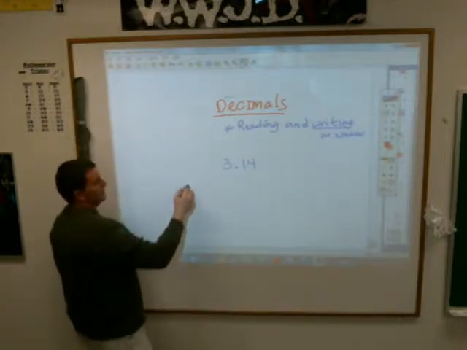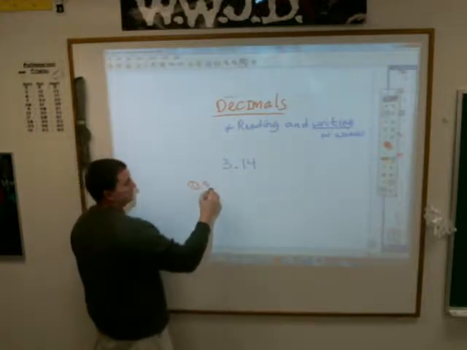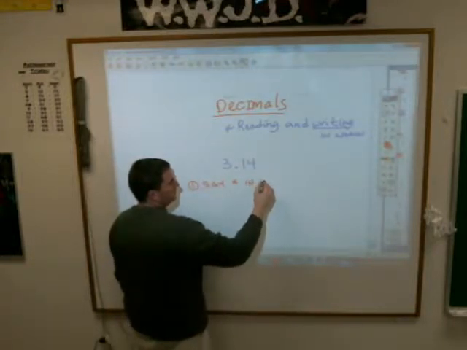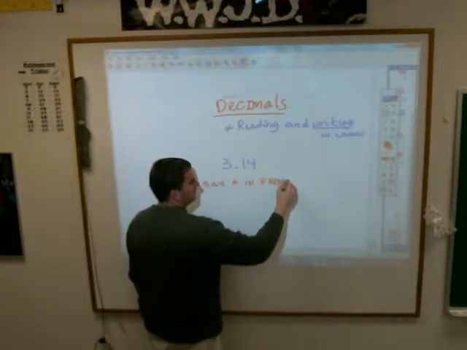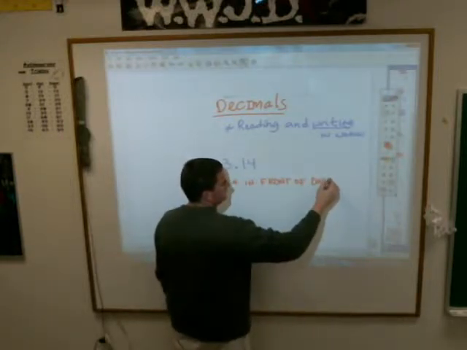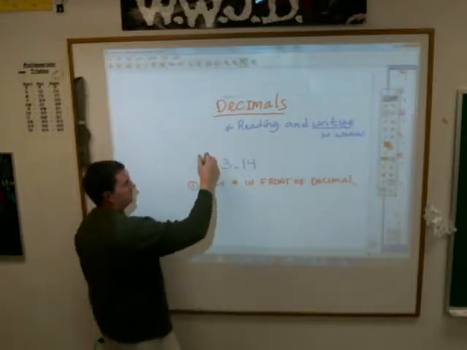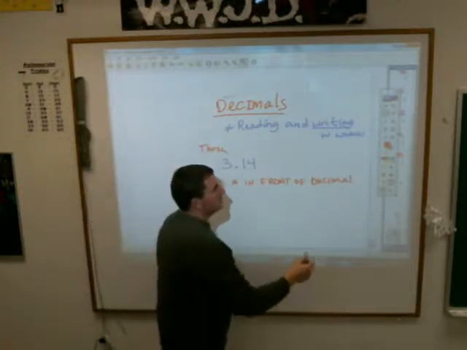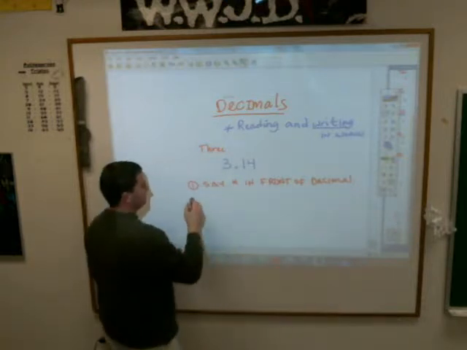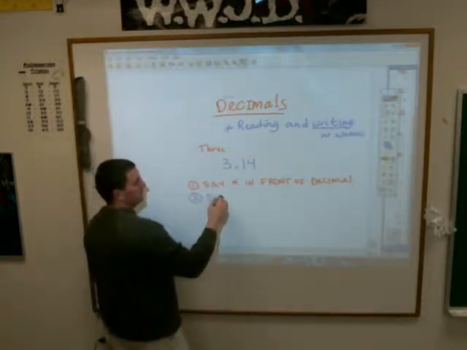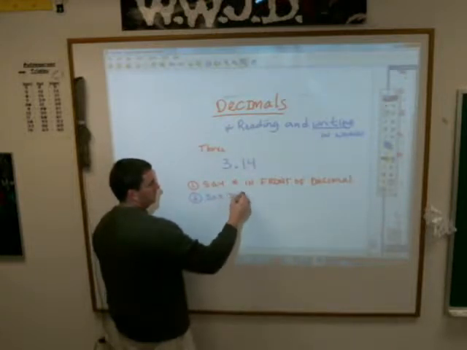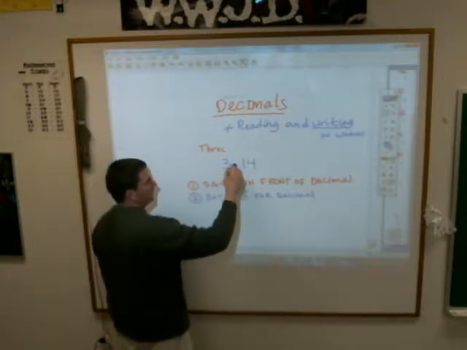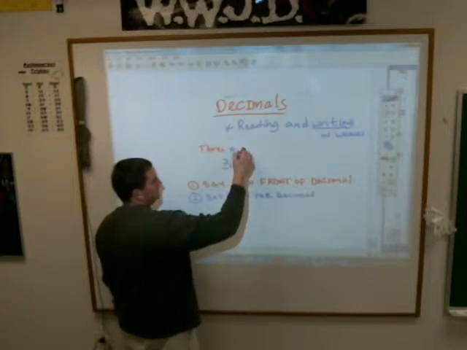Write down these rules. The first thing you do is you say the number in front of the decimal. And that's where the number 3 comes from. The 3 is in the front. Second thing you do is, for the decimal, you say the word and. Okay, 3 and.